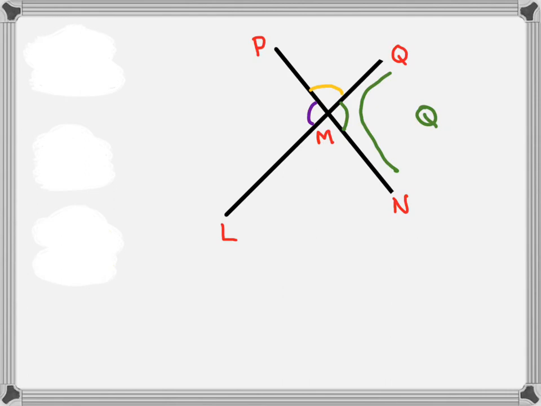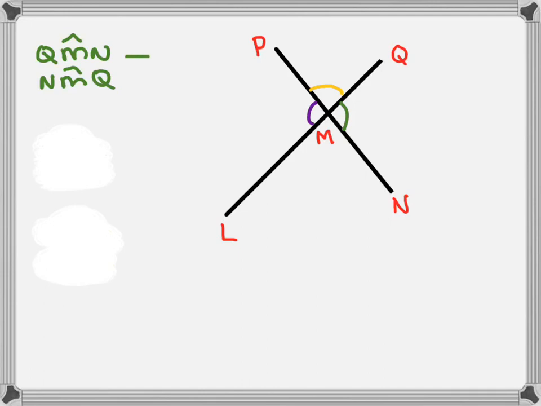Or we could go the other way around. It would still be correct. We could go NMQ. And they would still know we're talking about that angle that we've written in green on this particular diagram. So let's look at some of them. We've got a yellow one to name, a purple one, and a green one. We've already done the green one, but let's look at it again. So we've got it here as QMN with that little angle sign on top, or the reverse of it, NMQ. As long as you're telling them which the sides are named, and the angle is always in the middle. Okay, the vertex is in the middle.